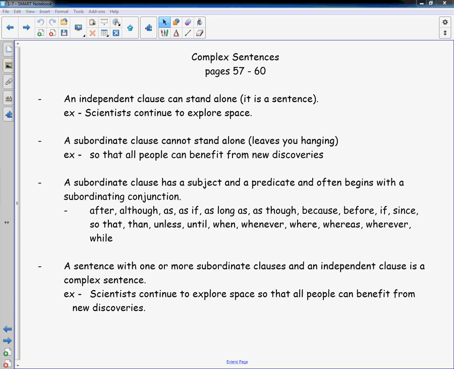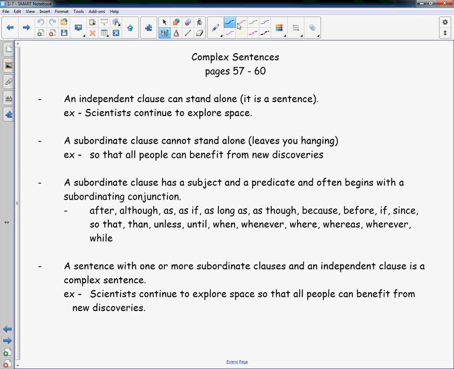A subordinate clause has a subject and a predicate and often begins with a subordinating conjunction. Some examples of subordinating conjunctions: after, although, as if, as long as, though, because, before, if, since, so that, then, unless, until, when, whenever, where, whereas, wherever, while. A sentence with one or more subordinate clauses and an independent clause is a complex sentence. Scientists continue to explore space so that all people can benefit from new discoveries.